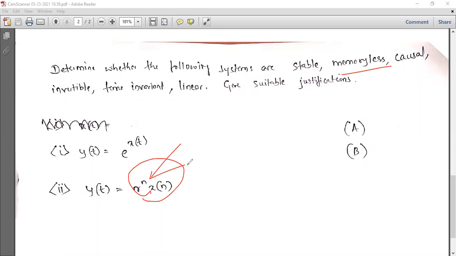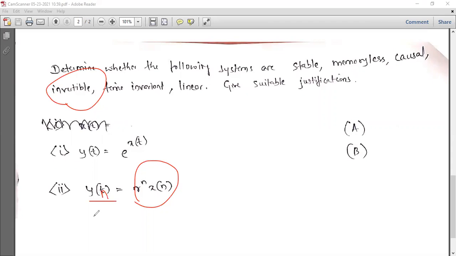Memoryless or with memory? No n minus something, so this was memoryless. Definitely causal, no future values. Was this invertible? I think this is perfectly invertible, right? y of n divided by r to the power n would give you x of n. So this was invertible.